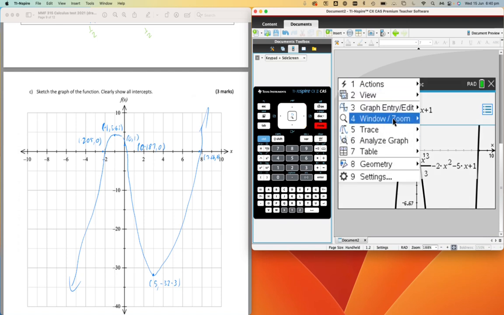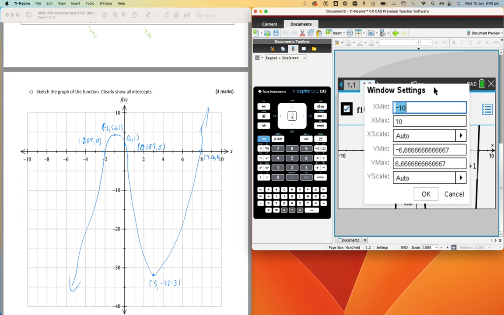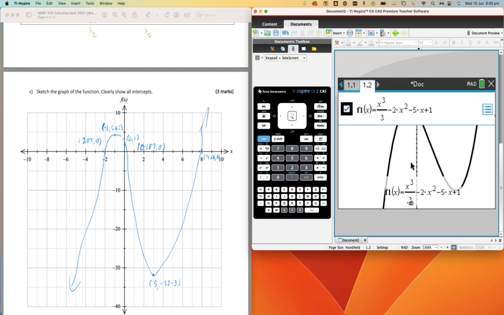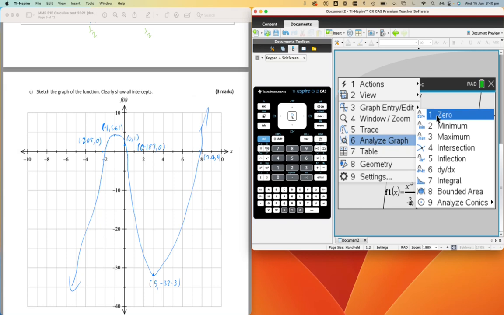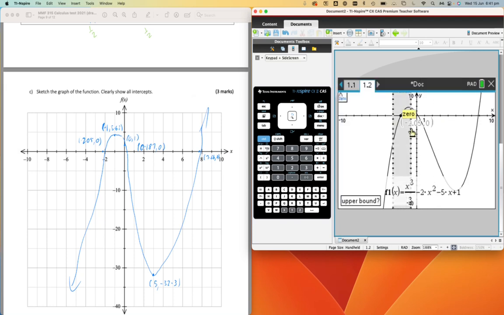So I'm going to go to menu, window zoom, window settings, always more powerful. I'll leave it at -10 to 10. In fact, I've got my axes here, so that's probably a good guide for me to use actually. So I'll go minimum of -40, maximum of 10, click on OK, click out of the box, and there's my graph. And I can use my usual things to work out all the different points here. I can either trace the graph or I can use analyze graph. Boom, boom, -2.05. And keep on dragging across until it changes. 0.187. And across we go again. Keep going.